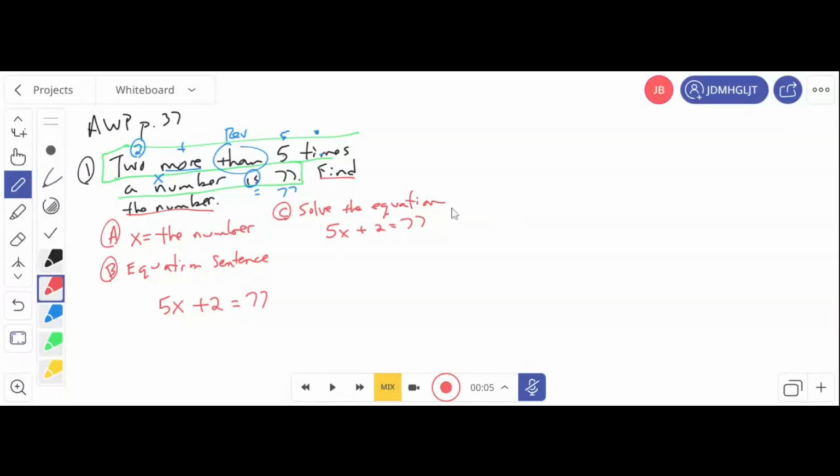Step 5, we undo addition or subtraction first. The 5 is being multiplied by x, the 2 is being added. So we undo the 2. The 2's add out, we're left with 5x. 77 minus 2 is 75. Step 6, undo multiplication or division. We are multiplying by 5, so I divide by 5, divide by 5. The 5's divide out, we're left with x. 75 divided by 5 is 15.